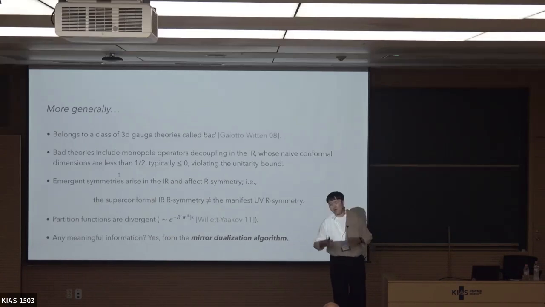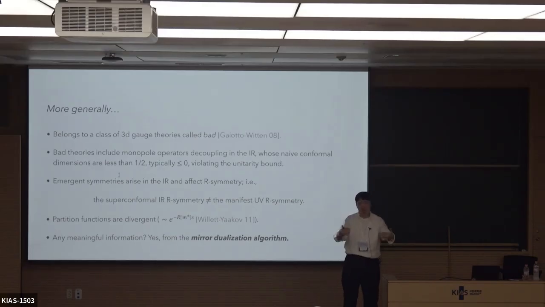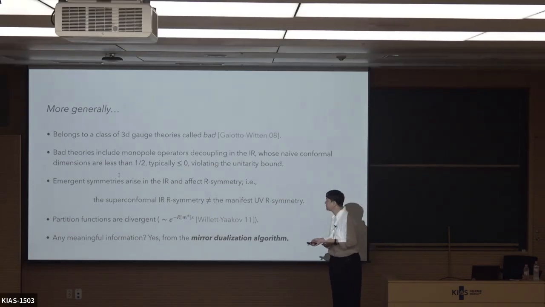So naively, the partition function diverges in such a case. Nevertheless, one might ask: it's fine, because we don't have access to the correct IR symmetry, so it is okay that the partition function may be divergent. But the question is whether, even in such a case, we can extract some useful or meaningful information out of this. And the answer turns out to be yes, if we use something called the mirror dualization algorithm.